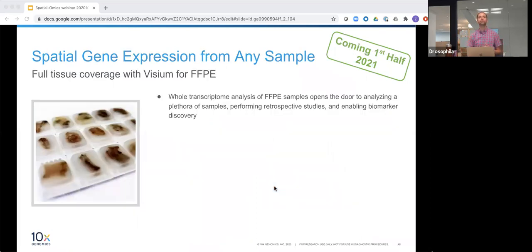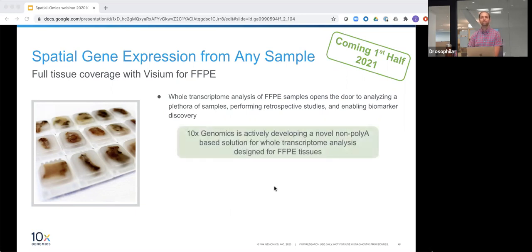What I'm most excited to tell you about, though, is our work on spatial gene expression on FFPE samples. This is our Visium for FFPE, and this is coming in the first half of 2021. It gives you whole transcriptome analysis of FFPE tissues. Obviously, FFPE is an extremely important thing to be looking at. There's hundreds of millions, potentially billions of FFPE blocks out there. The problem with FFPE is it's great for preserving the tissue, but it's horrible for maintaining the integrity of RNA. So it's really challenging to get really nice gene expression out of an FFPE sample.